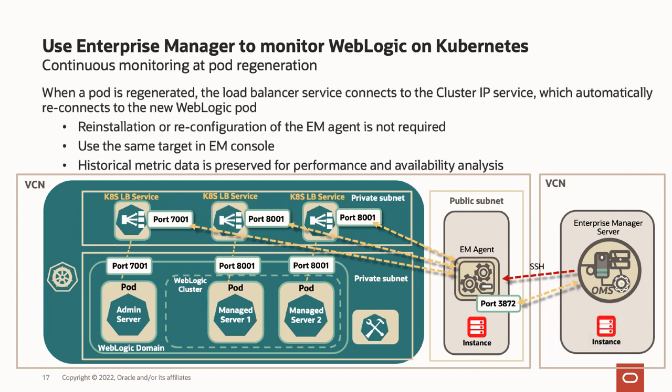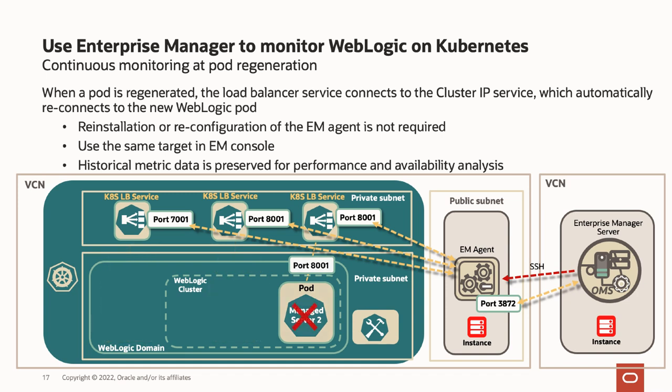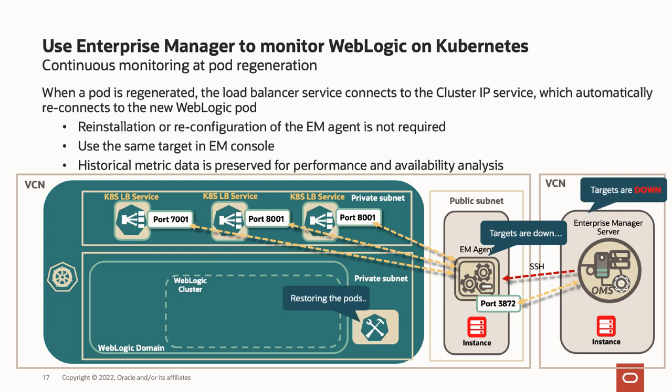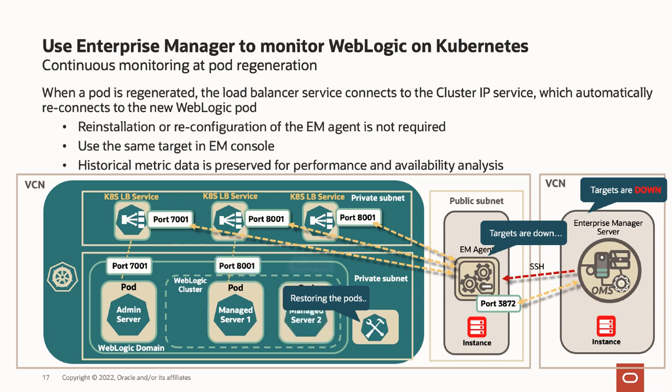Then what would happen when the pods or the worker nodes are restarted or regenerated? In this approach, monitoring continues because the EM agent does not reside in the pods. During the time when the pods are restarting, EM agent sees the targets are down. The target status is acknowledged as down in the Enterprise Manager console. When the pods are restored, the load balancers automatically reconnect to the new WebLogic server pod. The target status in the Enterprise Manager will be back to up again.